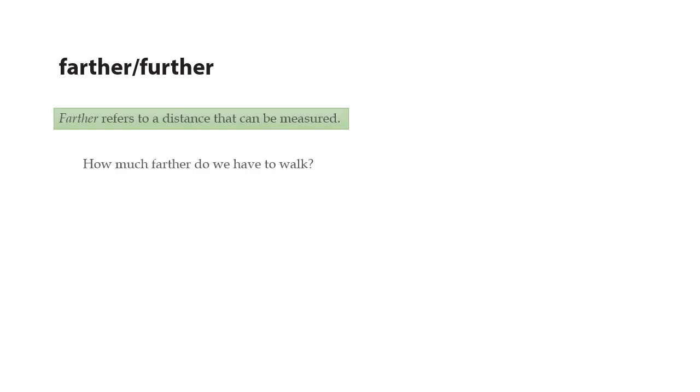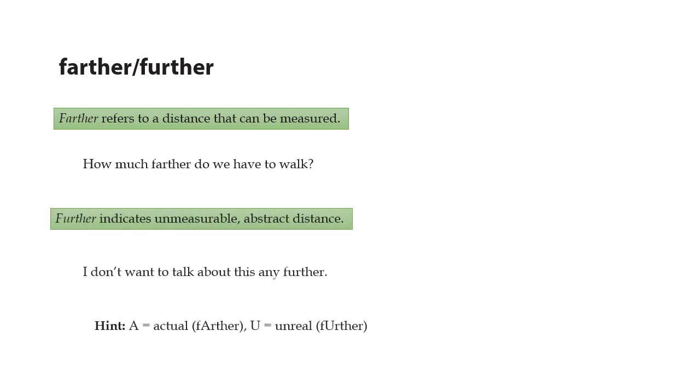Farther and further. Farther refers to a distance that can be measured. How much farther do we have to walk? And further indicates unmeasurable, abstract distance. I don't want to talk about this any further. Okay, so when we're talking about something no further, it's an unreal distance. So a hint here is to think the one with the A is actual, as in farther, and the one with the U is unreal, as in further.